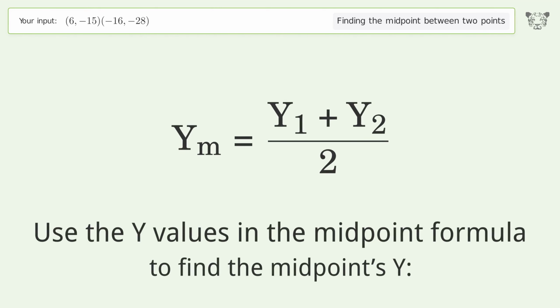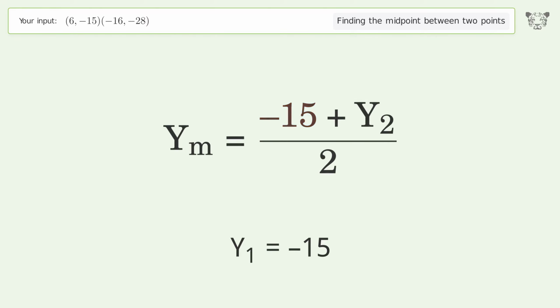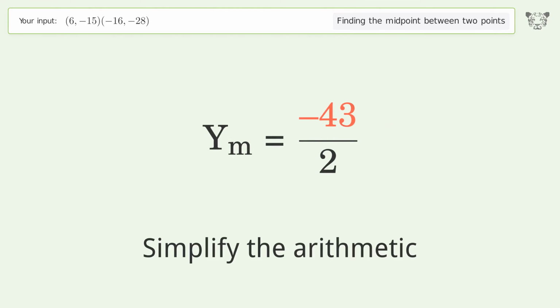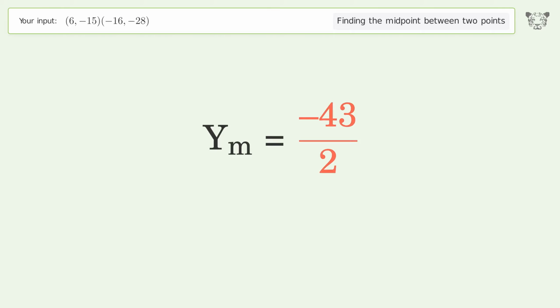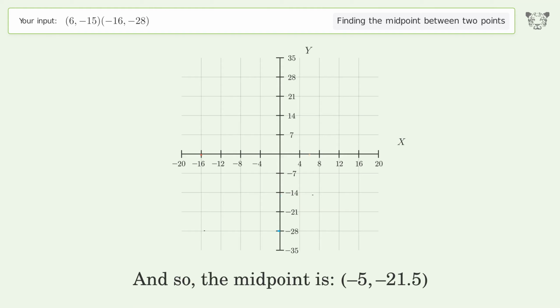Use the y values in the midpoint formula to find the midpoint's y. y1 equals -15. y2 equals -28. Simplify the arithmetic. And so, the midpoint is -5, -21.5.